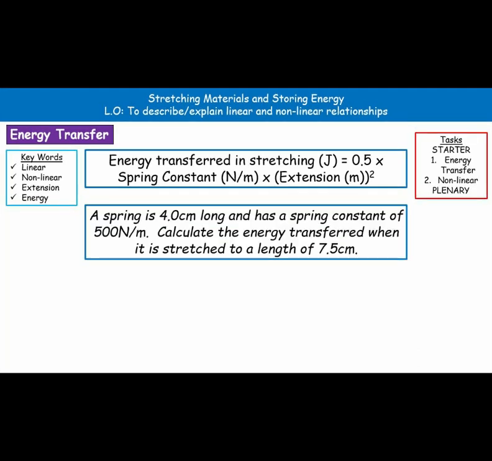Okay, the next thing we're going to have a go at doing then is seeing how to use that formula in a calculation question. So what I've given you on the screen here is the same formula as before, but then I've given you an example question. So I'd suggest you jot this down in your book so that you can see a worked example. A spring is 4 centimeters long and has a spring constant of 500 newtons per meter. Calculate the energy transferred when it's stretched to a length of 7.5 centimeters. So I'll just give you a few more seconds to get the question written down before we go through how to answer this together.